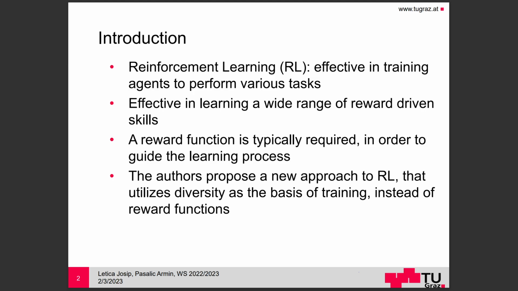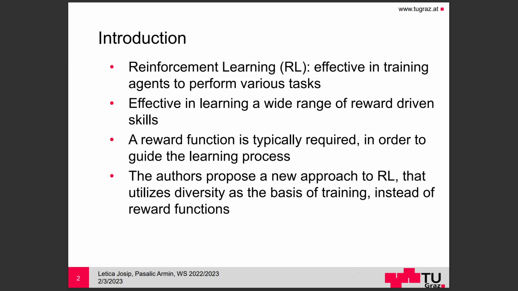So reinforcement learning has proven to be quite effective in training agents to perform a wide range of tasks. They have proven to be particularly effective in learning reward-driven skills. Now, in order to do that, they need to be provided a reward function of some sort. The reward function is basically the parameter that guides the learning process. The goal of the agent is typically to maximize said reward function. The bigger the reward function, the better it is, right?